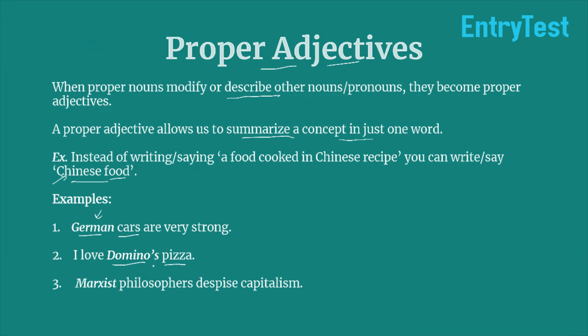Next, Marxist philosophers despise capitalism. So friends, again, Marxist, a particular type of philosophers. So philosopher is my noun, and when I'm talking about only Marxist, this describes a proper noun. So the Marxist will here be a proper adjective. So I hope this is clear.